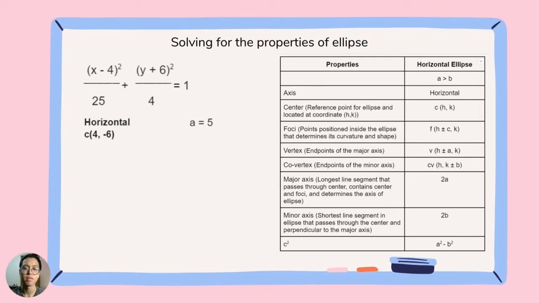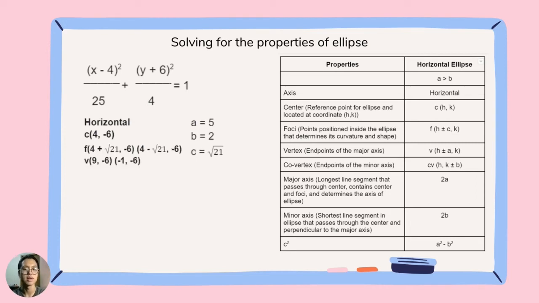We also have the b squared. So we are going to square root 4. So it would be 2. So b is equal to 2. So for c, we have c squared equals a squared minus b squared. So that would be 25, which is a squared, minus 4, which is b squared, which would then equal 21. So c is square root of 21.